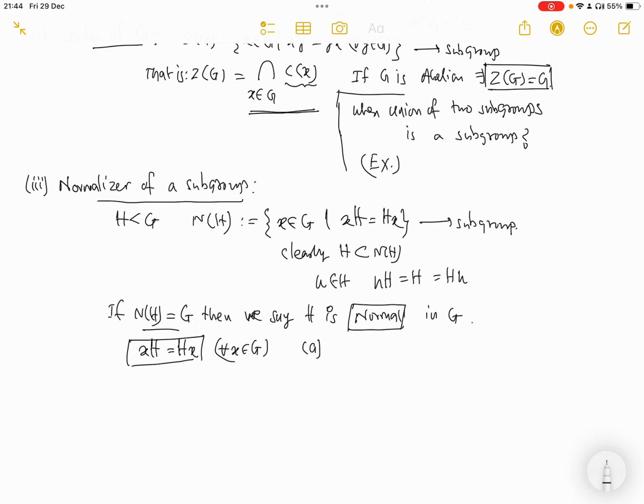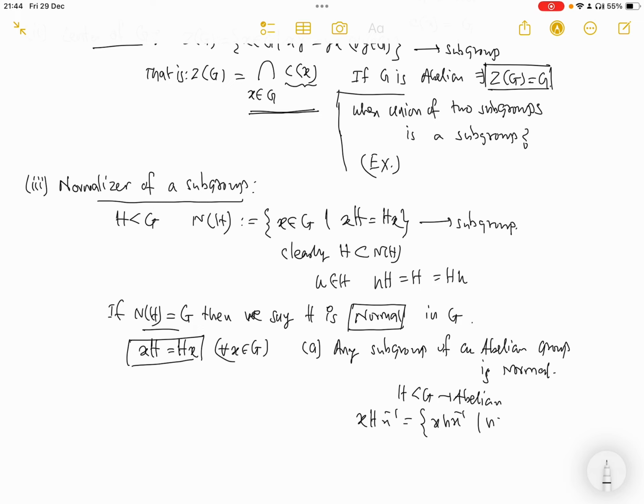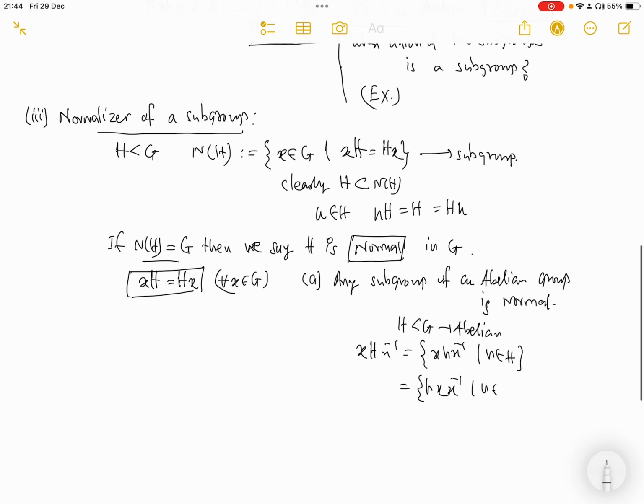So again, an easy thing to check is that any subgroup of an abelian group is normal, right? Why is that? Because if you pick any subgroup H of G where G is abelian, and any x, then you can write this, and this is just xHx inverse. But because it is abelian, you can interchange H, x, and x inverse like this, and then you can cancel them and you get H again. Which means that xH is the same as Hx. So any subgroup of any abelian group is normal.